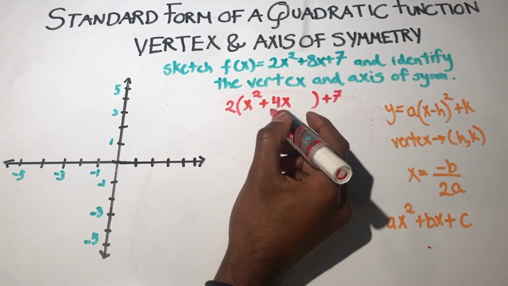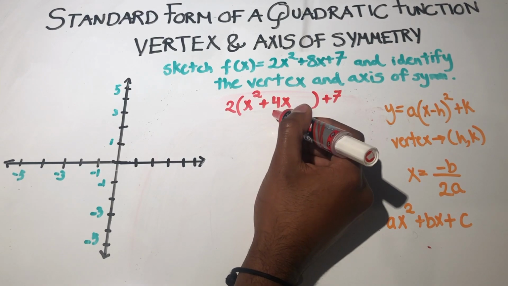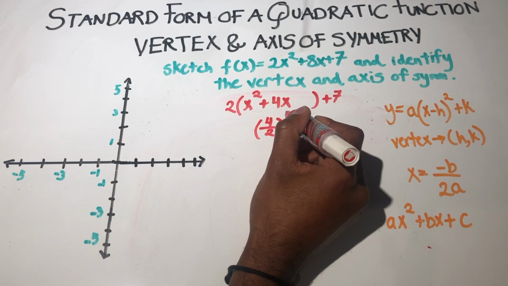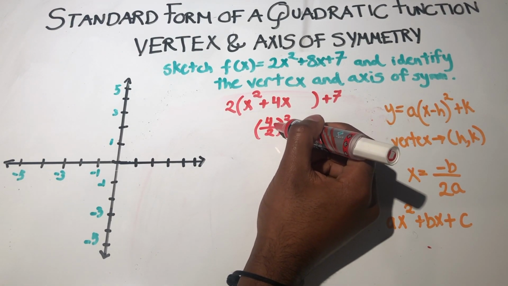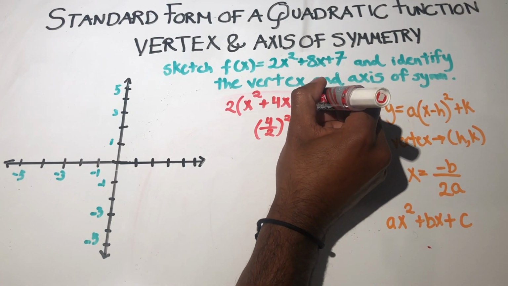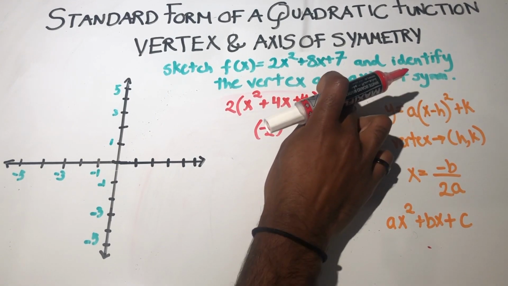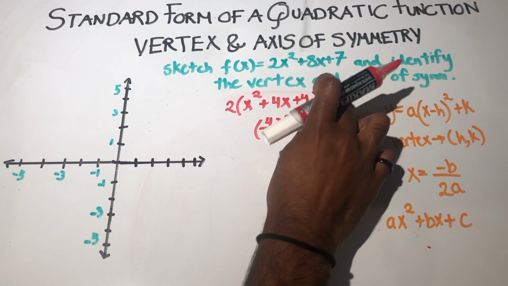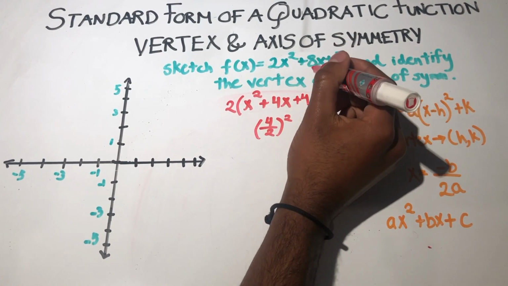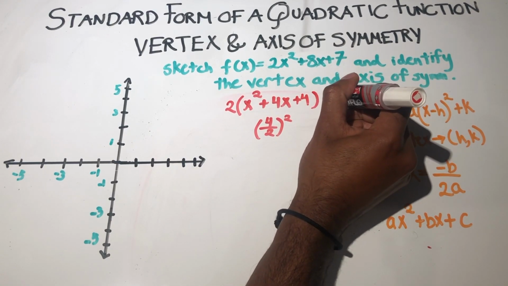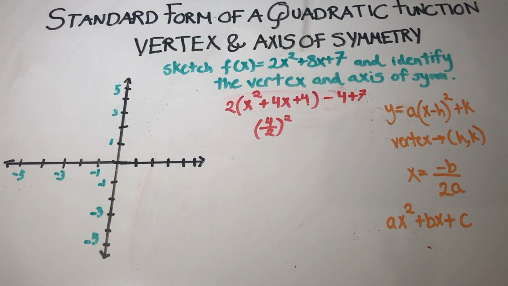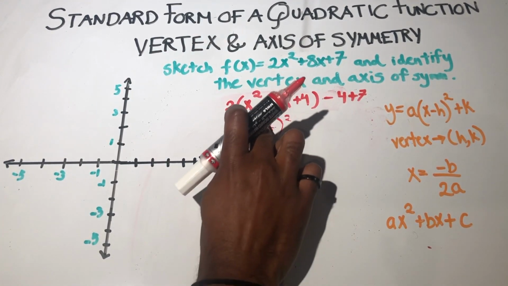Now, according to the method, what we do is we take 4 divided by 2 and then square the whole thing. So 4 divided by 2 is 2, and then 2 squared is positive 4. So we're going to add 4 here. Then we're going to subtract 4 and add the 7. I'm just going to go ahead and erase this.